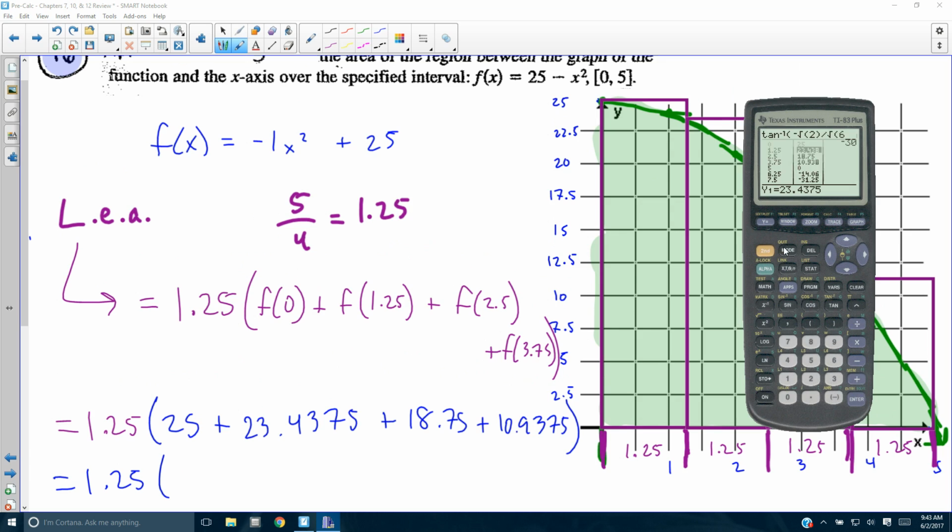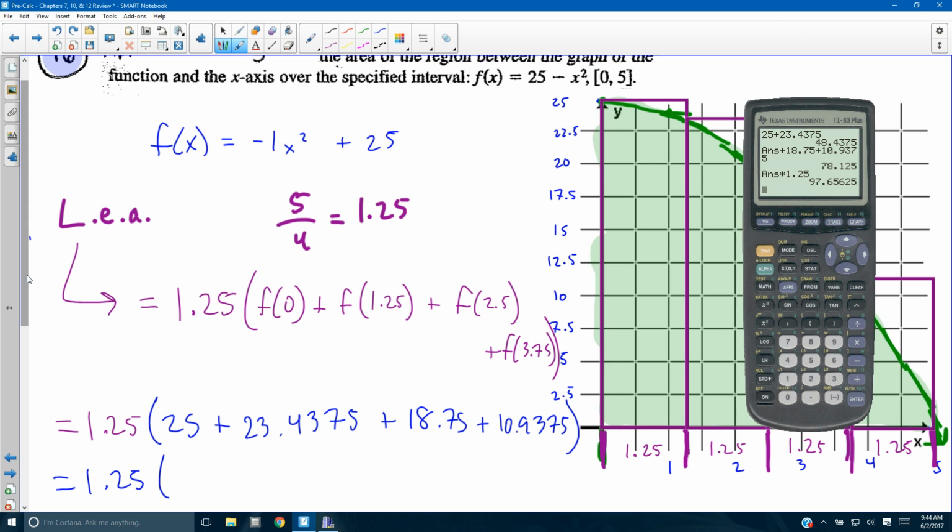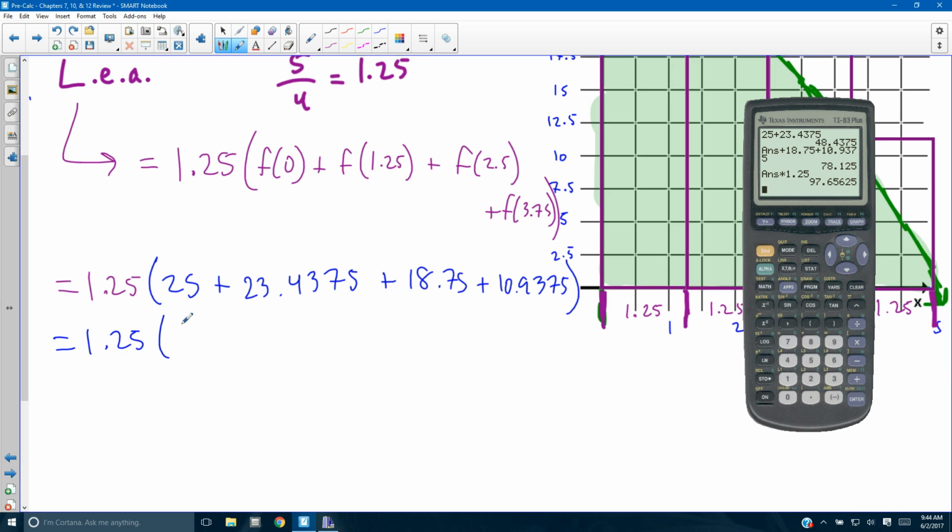We'll do 25 plus 23.4375, missing a 7, plus 18.75, I can't type on a calculator, plus 10.9375. These 4 numbers I'm going to multiply by 1.25 right here. So I'm going to get this number right here. So what I just got, hang on, got some coughs.